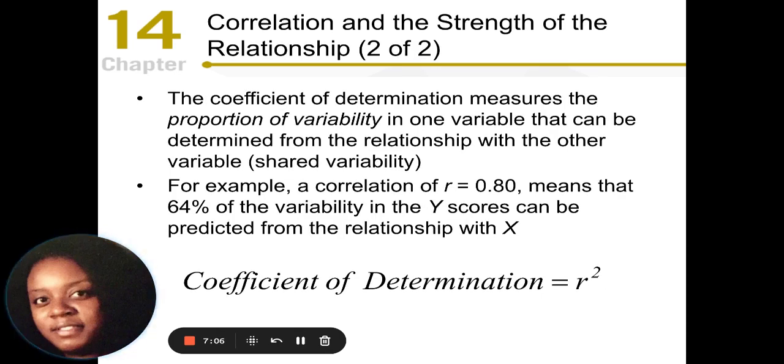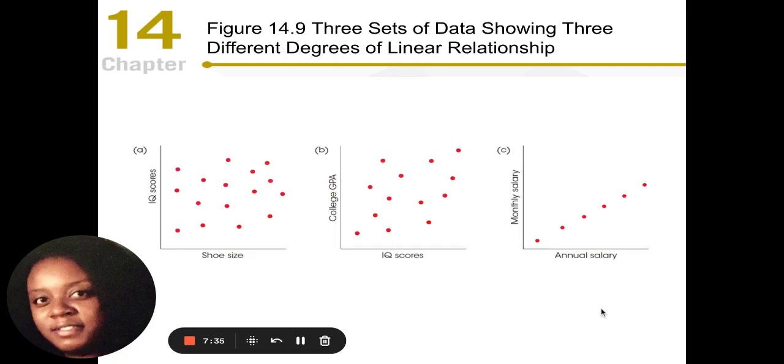The coefficient of determination measures the proportion of variability in one variable that can be determined from the relationship with the other variable, which is shared variability. For example, a correlation of .80 means that 64% of the variability in the Y scores can be predicted from the relationship with X. So in order to calculate that coefficient of determination, we're going to use r squared. And figure 14.9 shows us 3 sets of data that show 3 different degrees of linear relationship.